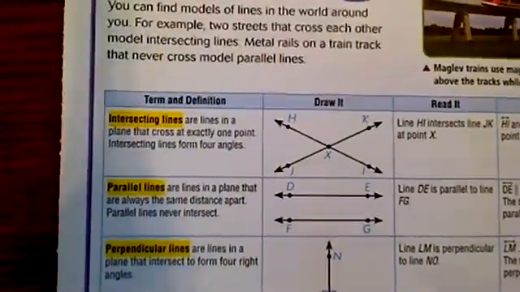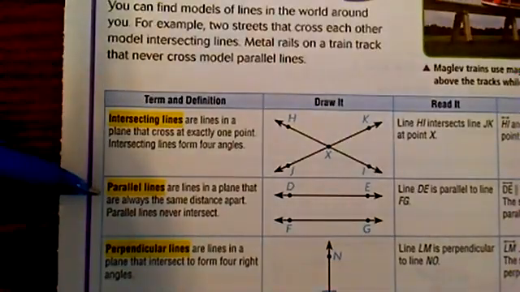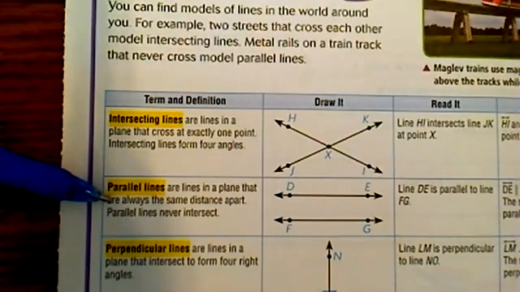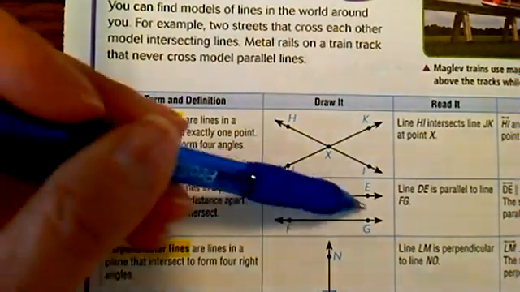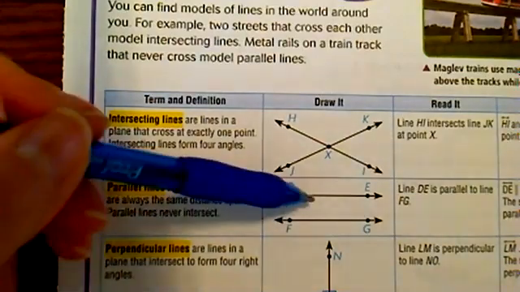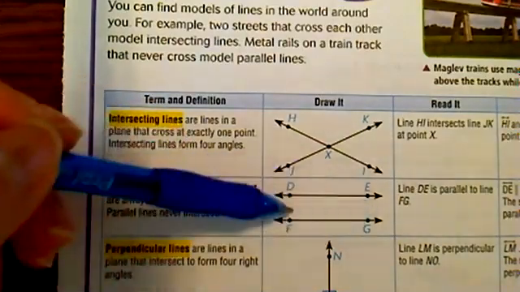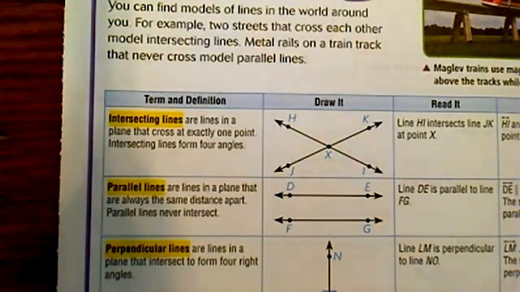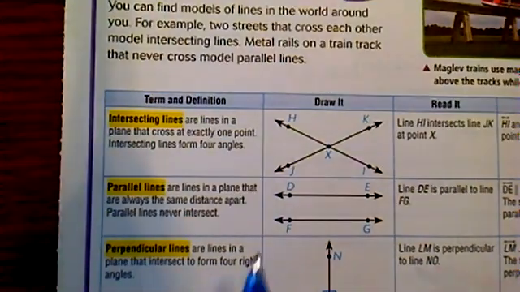Then we have these special lines called parallel lines, and they're lines, again, in a plane, that just means a flat surface, that are always the same distance apart. They don't have to necessarily be the same length, by the way. But they are always, no matter where they're measured, the same distance apart. Parallel lines never intersect. Again, like train tracks, you could think of that.